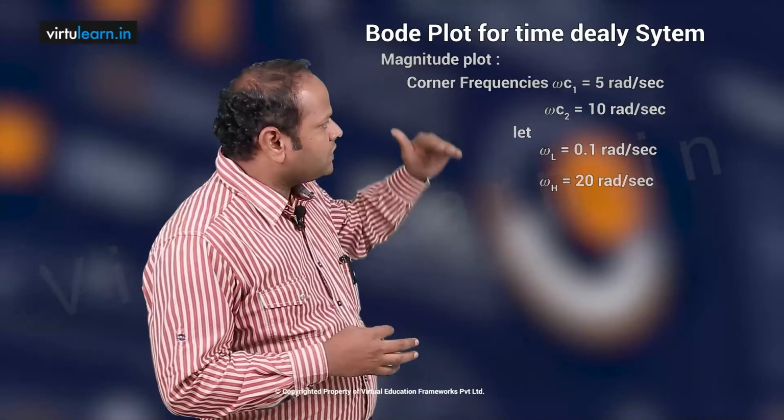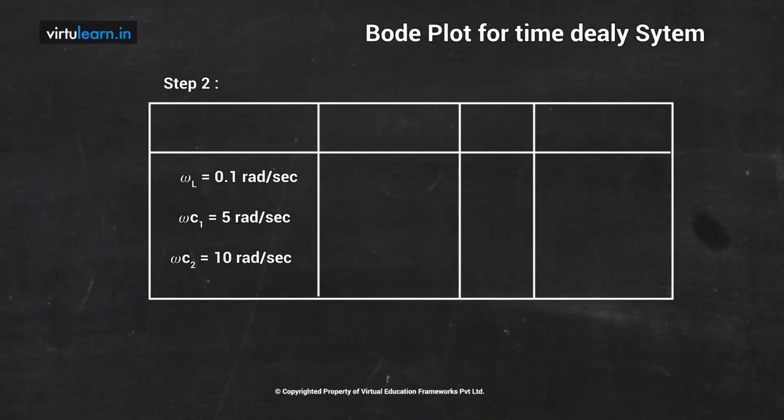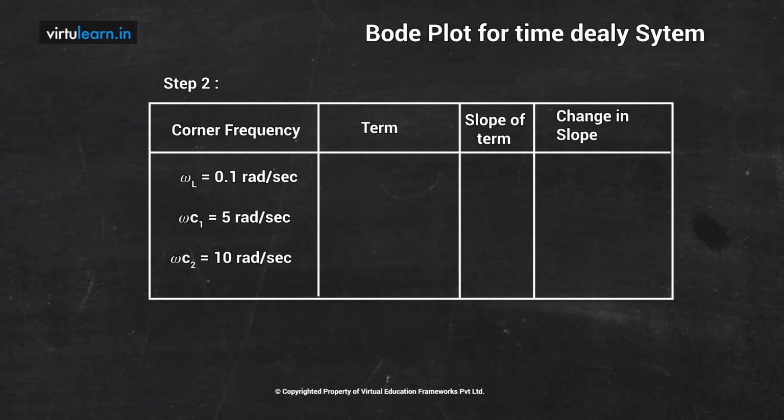For that, let us look at step 2, the table preparation. In the table we know the columns: the first column is corner frequencies, then the corresponding terms, the slope of the particular term, and the change in slope. When you look at the first row, there is no frequency at all, but here I need to take the first term from the transfer function. The first term is 0.75 by s, or 0.75 by j omega. There is one pole in the denominator, therefore the slope will be minus 20, which is the initial slope of the magnitude plot. So S naught is also the change in slope, that is minus 20 dB per decade.